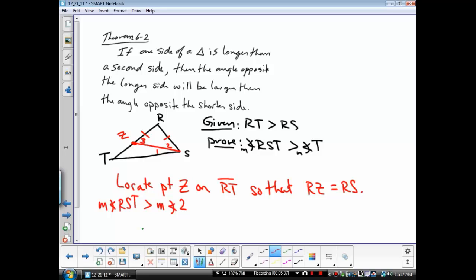So angle RST in measure is greater than angle 2, which really means that angle RST is also greater than angle 3, because this is an isosceles triangle. Angle 2 equals angle 3. So our next statement is, since angle 2 is equal to angle 3 by theorem 4.1, then we can say that measure of angle RST is greater than measure of angle 3.